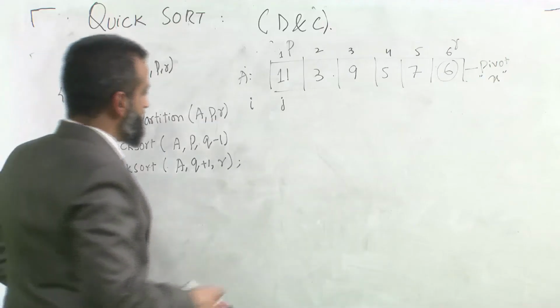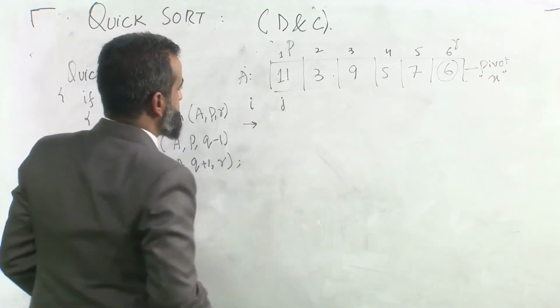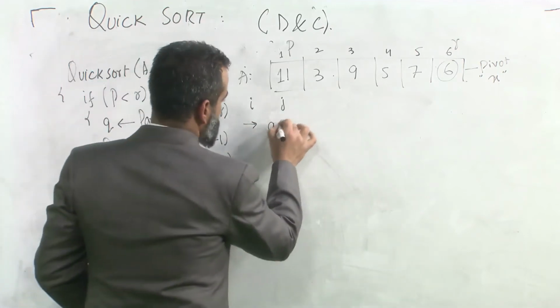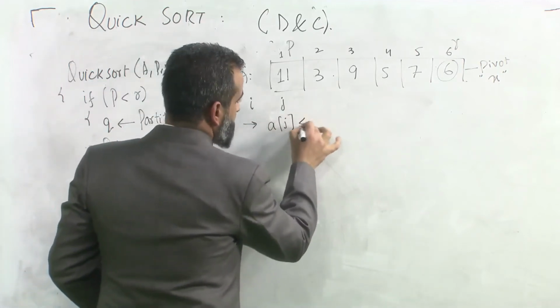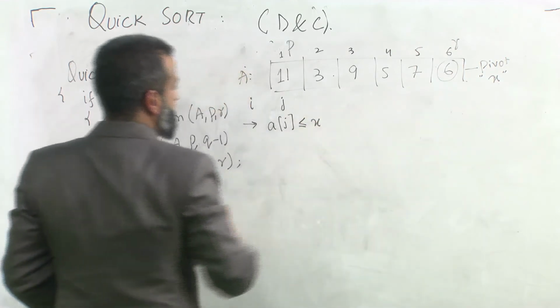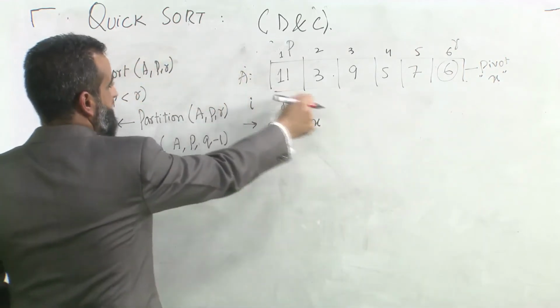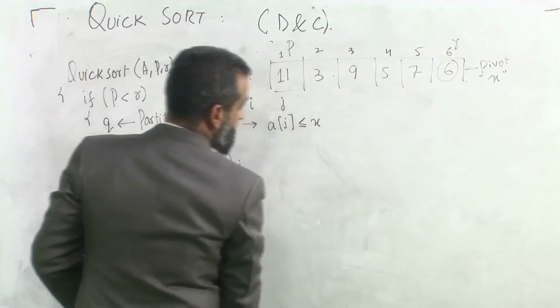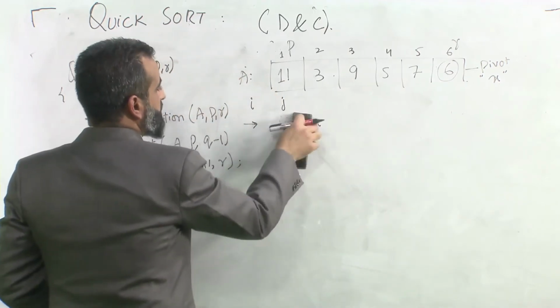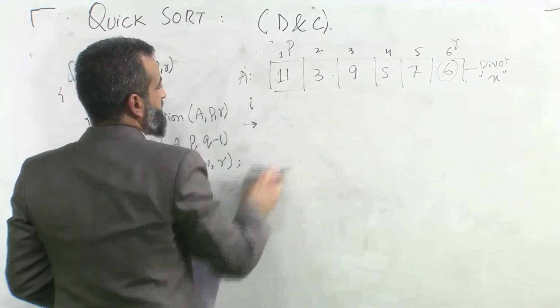So let's make the first pass. In this case, the first pass is that I compare A of J with my X. Now I can find out there that A of J is not less than X. The condition is not true, so I will increment J by 1.